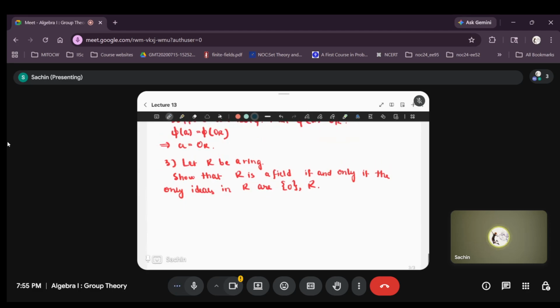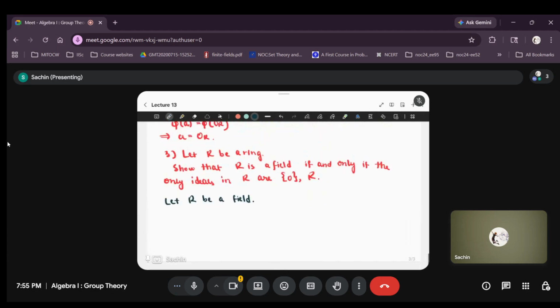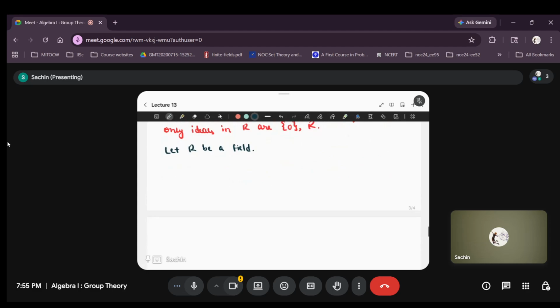So let's first assume R is a field and let I be any ideal in R. We have to show that I is either the zero ideal or the entire ring. How will you do it?